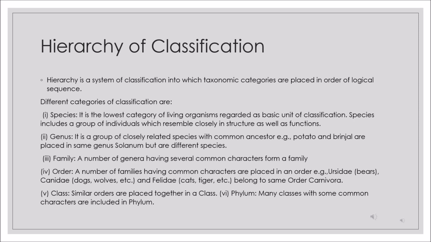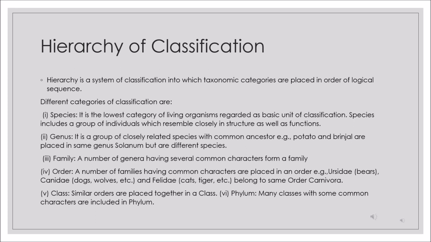For example, Ursidae is the family of bears. Canidae is the family of dogs and wolves. And Felidae is the family of cats, tigers, etc. These three, the bear family, the dog and wolf family, and the cat and tiger family, are put together in one order called Carnivora. So this is an example. Even though they are different, some character similarities are there, so they are taken together and put under one order called Carnivora.